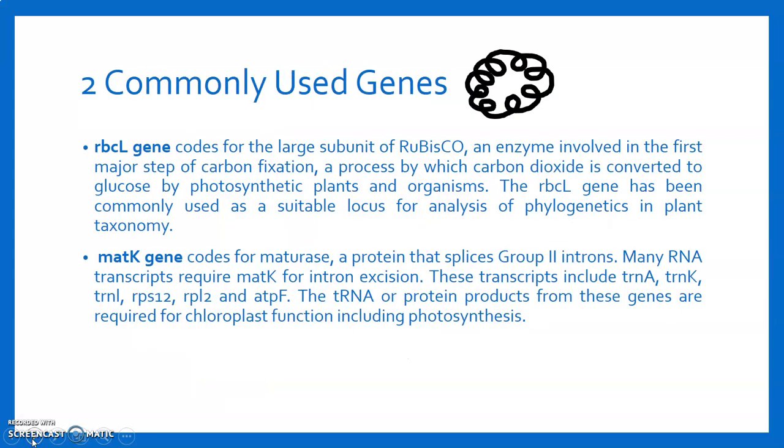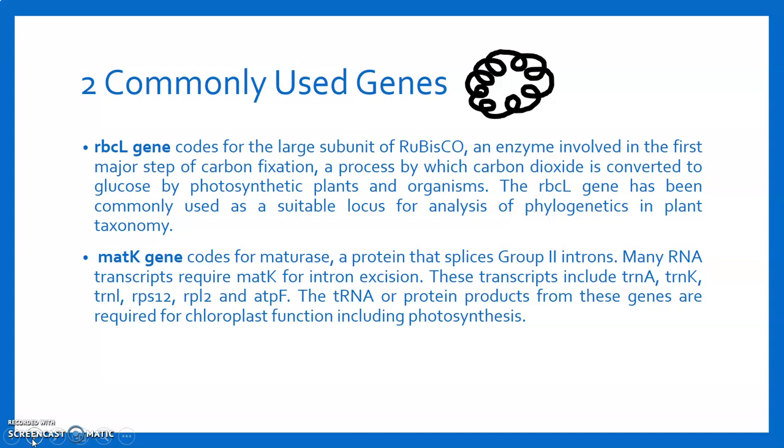Two commonly used genes from the chloroplast are the RBCL gene, which codes for the large subunit of rubisco, an enzyme involved in the first major step of carbon fixation, a process by which carbon dioxide is converted to glucose by photosynthetic plants and organisms. The RBCL gene has been commonly used as a suitable locus for analysis of phylogenetics in plant taxonomy.